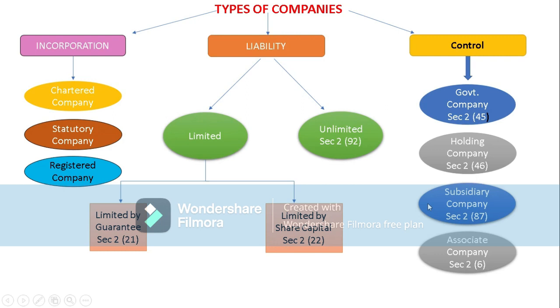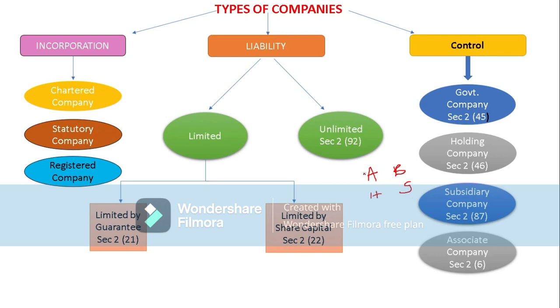For example, if we see holding company and subsidiary company, here the holding company may be A company, and the subsidiary is B company. Whenever A company is having majority shares over B company, A is treated as the holding company and B is treated as the subsidiary company.